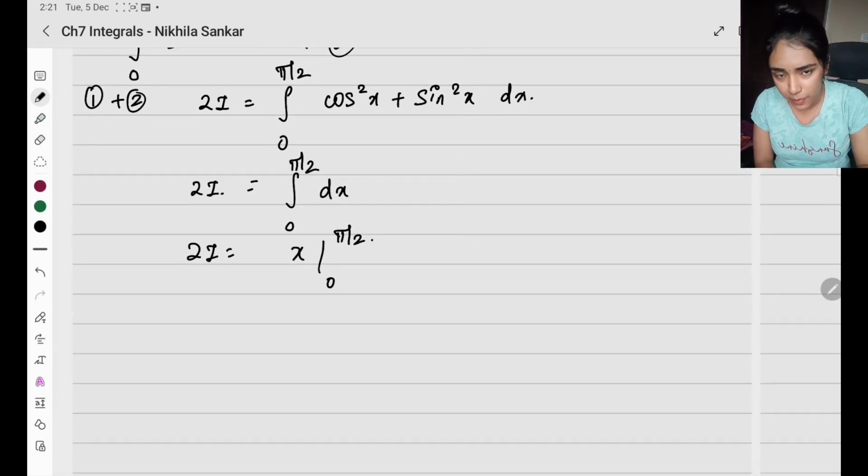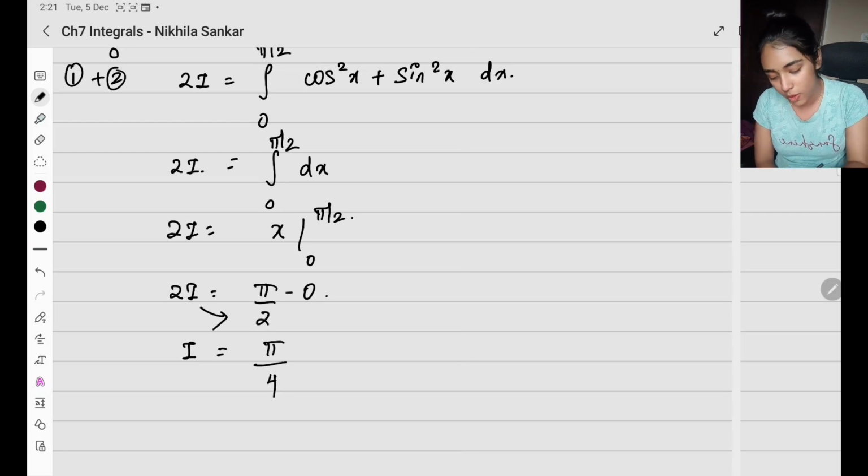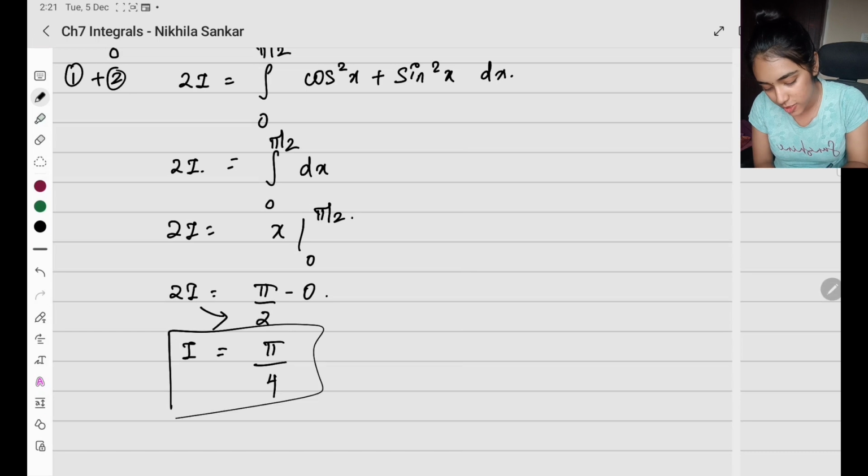So 2I equals the integral of dx from 0 to pi by 2. So what happens? Upper limit minus lower limit, so what do we have here? Pi by 2 minus 0. You see that the integral has now become very simple. So now what is our final answer? I equals pi divided by 4. The 2 comes down and I have pi divided by 4. So this is my final answer.